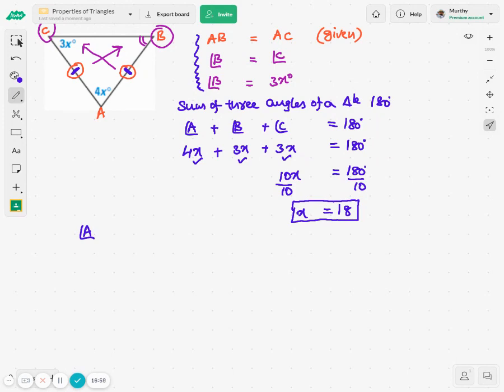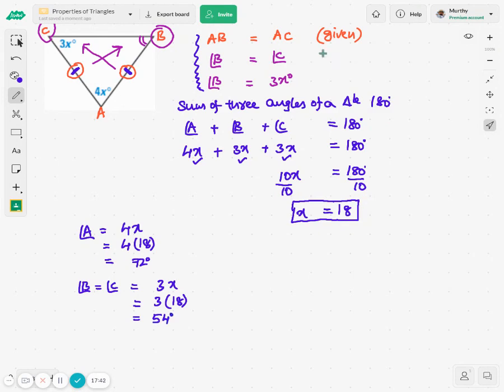After solving for the value of x, you have to look at what the question is exactly. If it is asking for the value of angle A, angle A is 4x. Then plug in the value of x, which is 18. 4 times 18 is 72 degrees. Feel free to use the calculator. You take angle B or angle C, these two are equal. Angle B or angle C equals 3x, and plugging in the value of x, which is 18, using a calculator, it is 54 degrees.